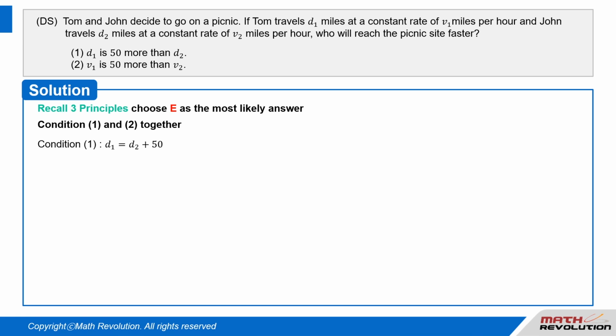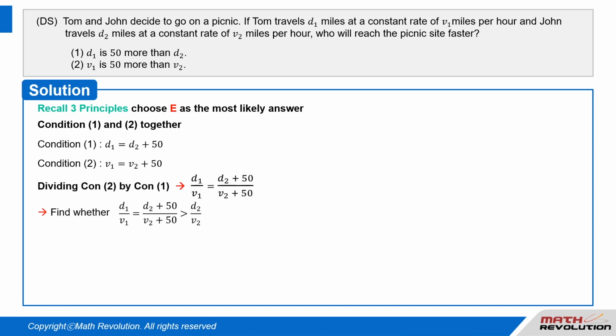Condition 1 tells us that D1 is 50 more than D2. That is, D1 equals D2 plus 50. Condition 2 tells us that V1 is 50 more than V2. That is, V1 equals V2 plus 50. Putting these equations together gives us D1 over V1 equals D2 plus 50 whole over V2 plus 50.